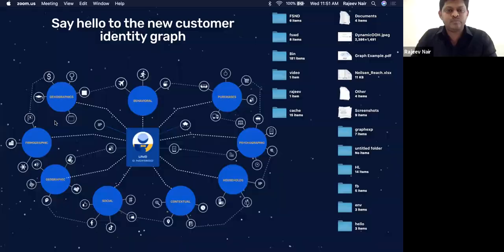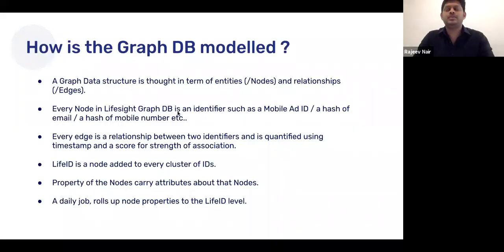Apologies, just give me a minute. I think something happened with the screen sharing. Okay, good.